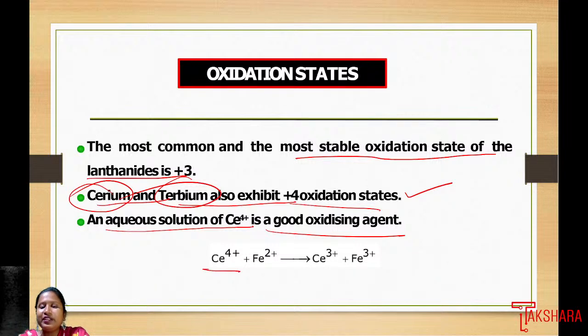So when cerium +4 is combined with Fe2+, it is going to give Ce3+ plus Fe3+, that is, it gets reduced. Okay, so these are the points which you may get in 1 mark questions, or fill in the blanks also, you will get as 1 mark questions.